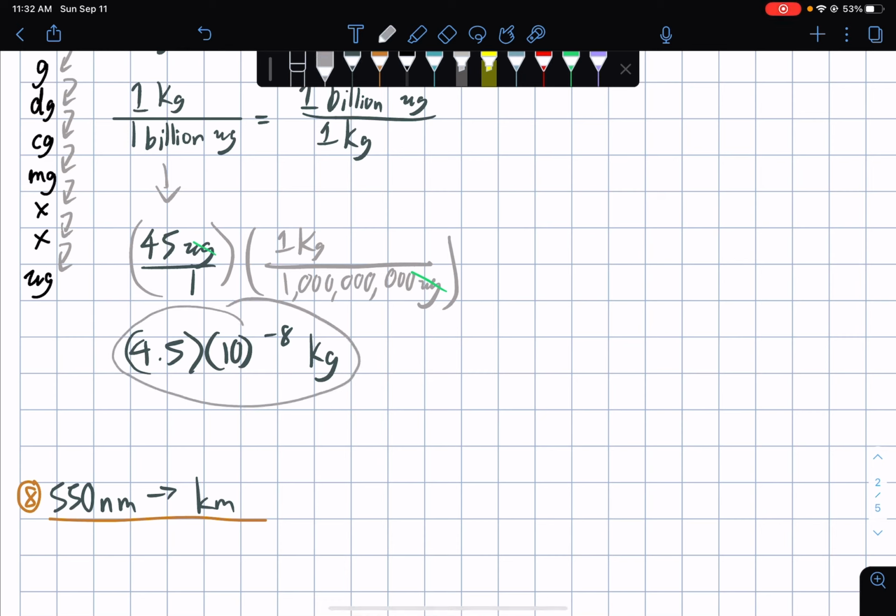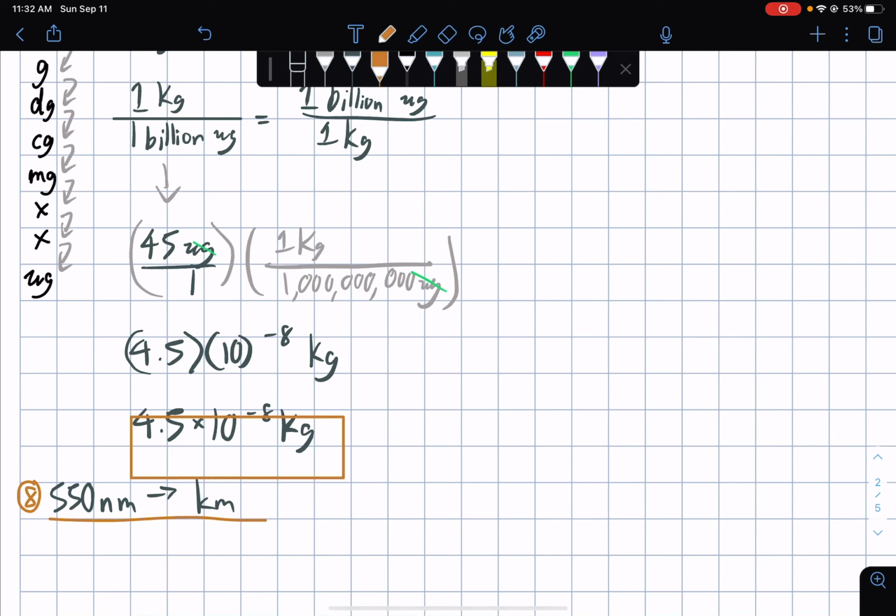This answer is not accepted. We have to remove the parentheses. This isn't algebra, so it's acceptable to use x as a simple form of multiplication. So 4.5 times 10 raised to negative 8 kilograms. That's just what you have to change.